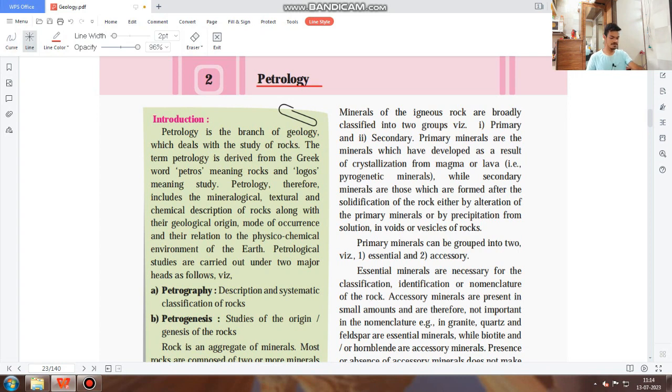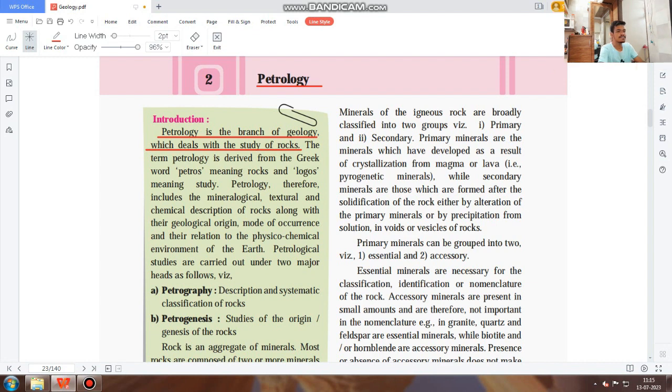So from this chapter we are going to study all about rocks. Basically the main chapter of rocks starts from this. So let's begin. Okay, so I'll give you some important underlinings as I've given you in the first video. So let's see. Petrology is a branch of geology which deals with the study of rocks. Then the term petrology is derived from the Greek word petros, meaning rocks, and logos, meaning study. Everyone knows this as usual.